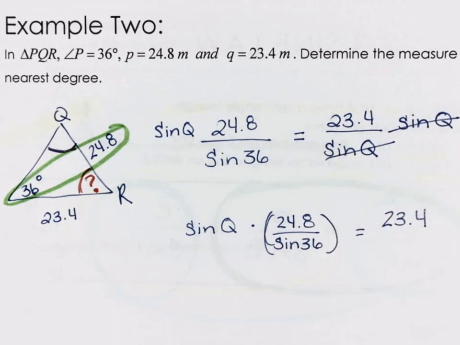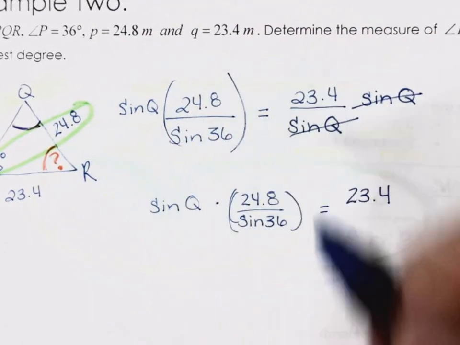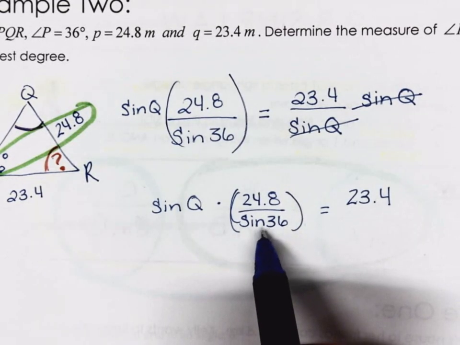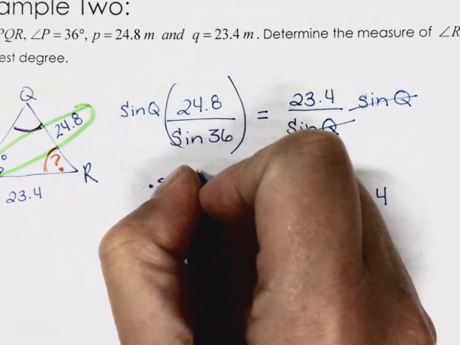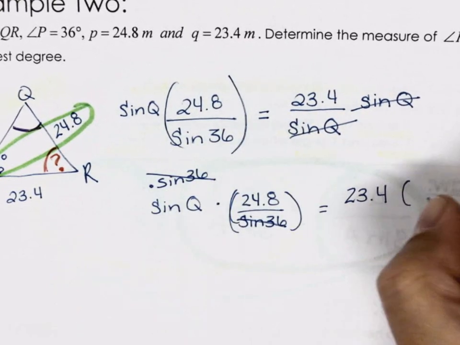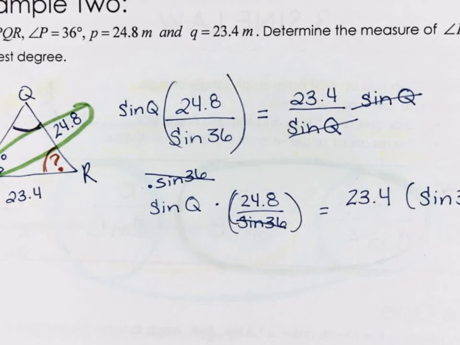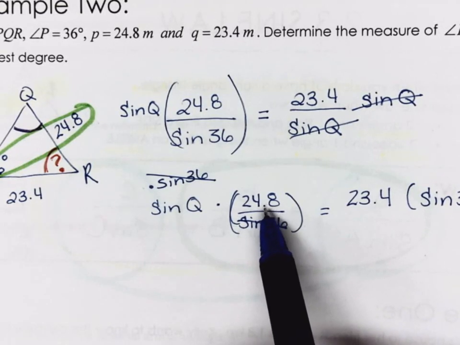Nobody's talked to me yet about the word I don't like to talk about, which I'm kind of excited. What am I going to do? I get sine Q by itself, folks. This is just basic algebra. If I want to get rid of sine 36 and it's in the denominator, what do I got to do? Multiply by sine 36. So I'd multiply this side by sine 36. That cancels out that, but then I got to multiply this side by sine 36. Okay, we're getting there. If it's multiplied by 24.8, what do I got to do? What's the opposite, folks? Divide.